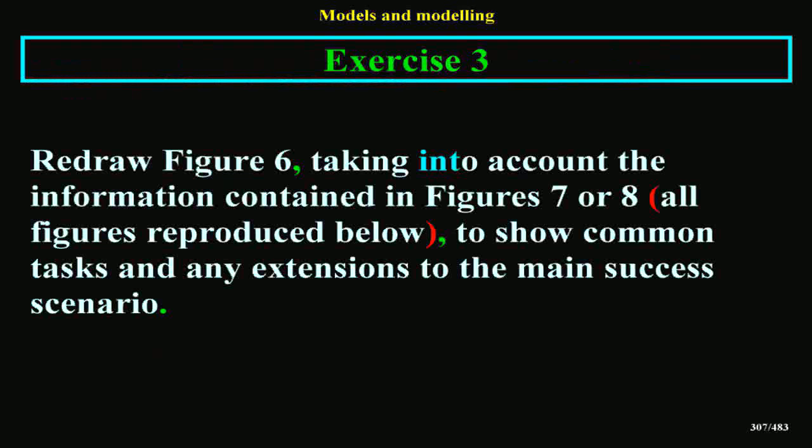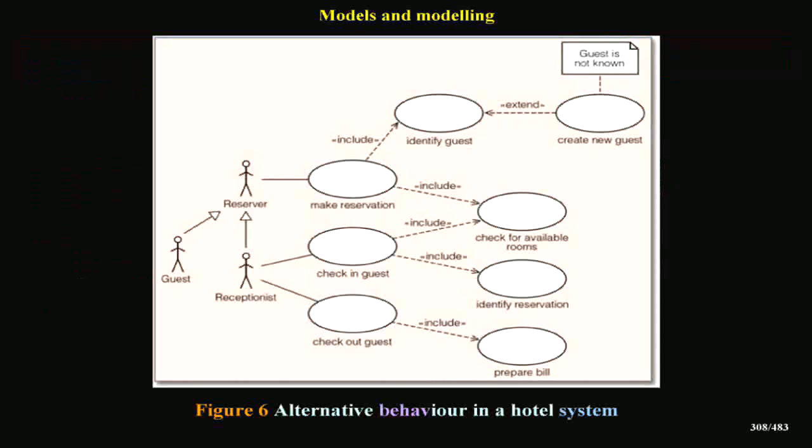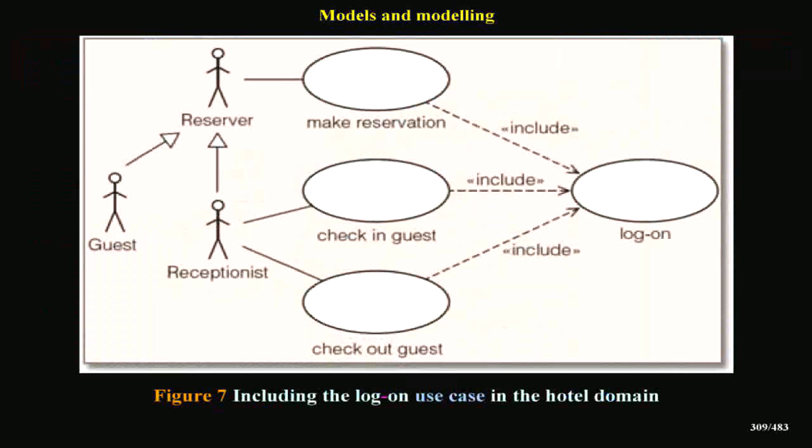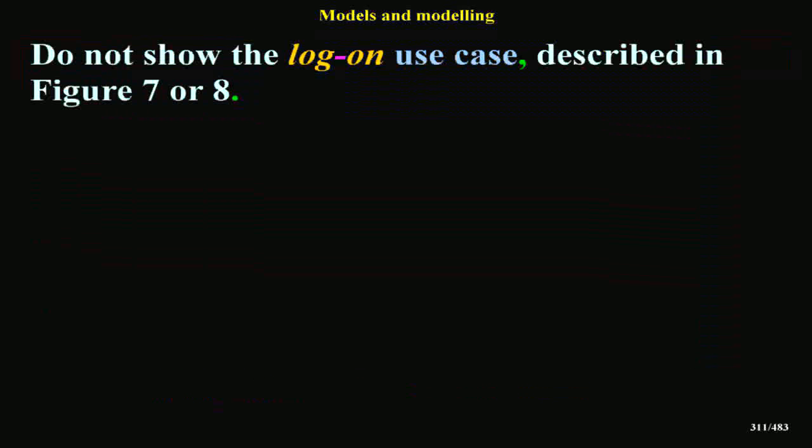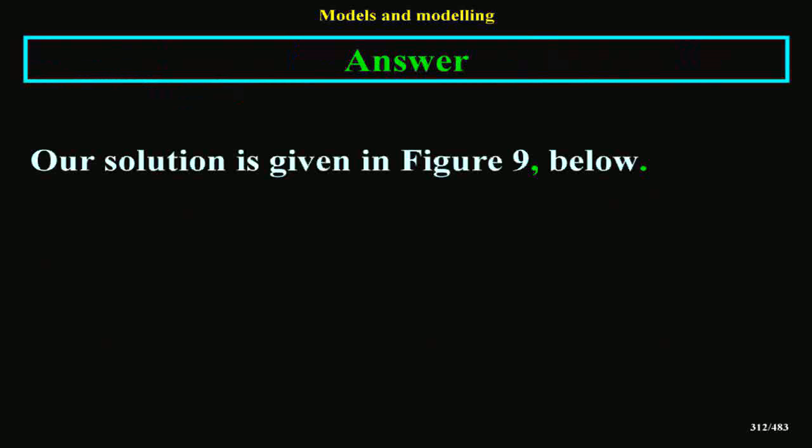Exercise 3. Redraw Figure 6, taking into account the information contained in Figure 7 or 8, all figures reproduced below, to show common tasks and any extensions to the main success scenario. Figure 6: alternative behavior in a hotel system. Figure 7: including the log-on use case in the hotel domain. Figure 8: making log-on the main use case. Do not show the log-on use case, described in Figure 7 or 8. Answer. Our solution is given in Figure 9, below.